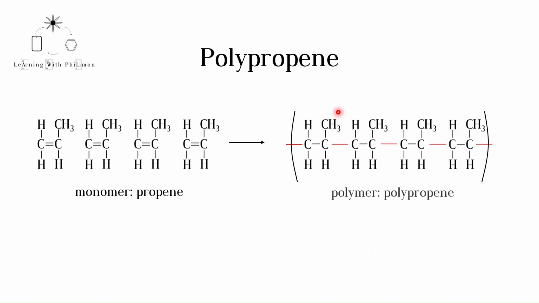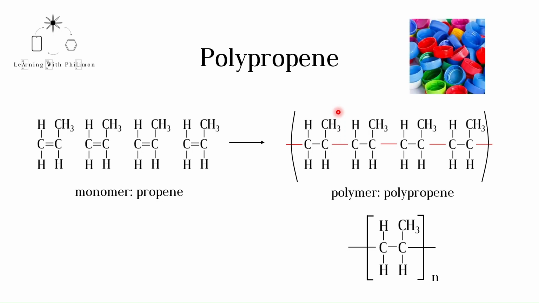Although polypropene differs from polyethene only by a CH3 group, its properties are different. Polypropene is used among other things to make bottle caps, because it is a tougher material than polyethene. For more addition polymers and their uses, check the LibreTexts link in the description.